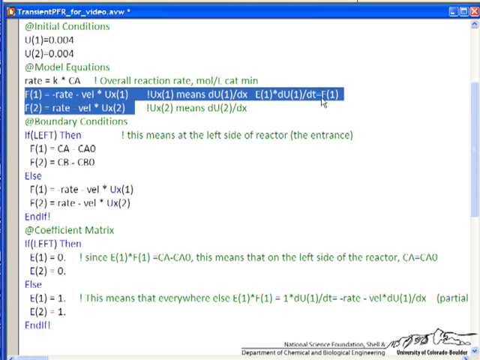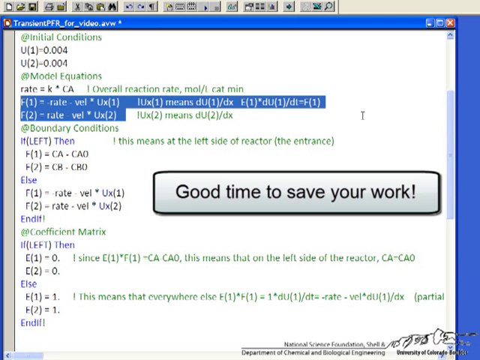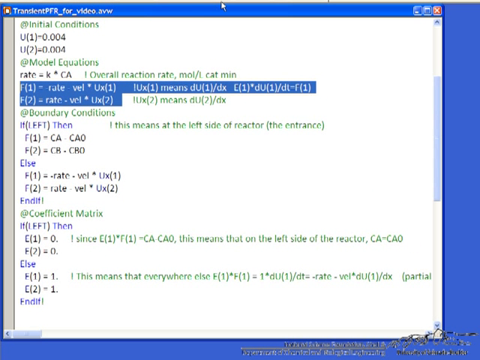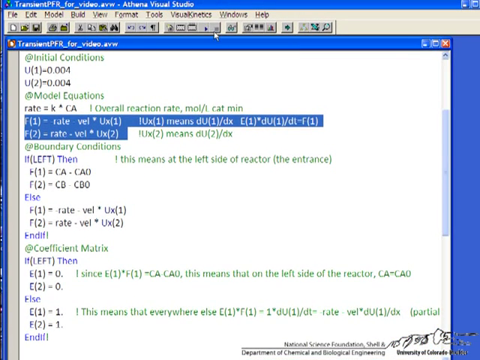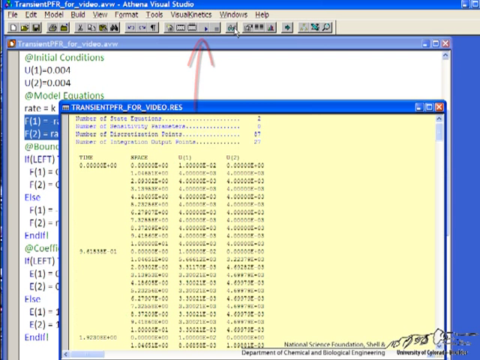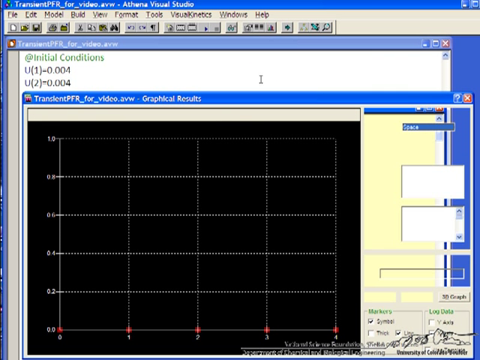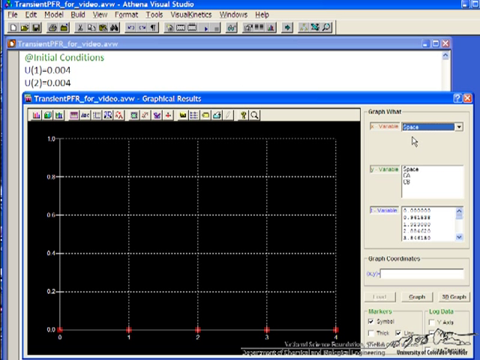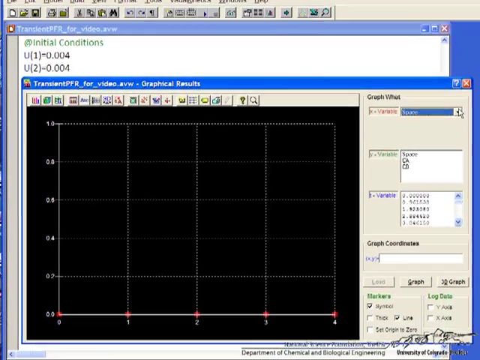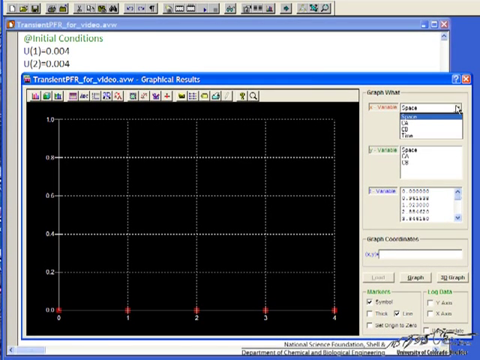I need, of course, to save. And so it should be ready to solve. So I can tell it to solve. I can look at the graph. And so notice that space means distance down the reactor, right? Our possible variables, time, concentration A, concentration B, but space means distance down the reactor. So it's solving for concentration of A and concentration of B as a function of distance down the reactor.